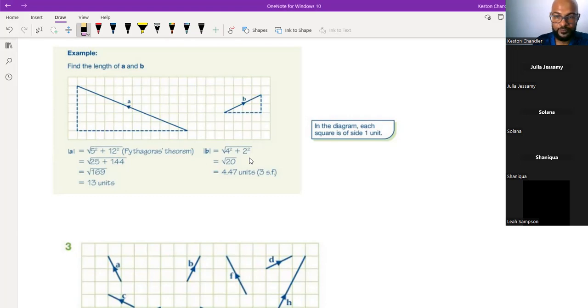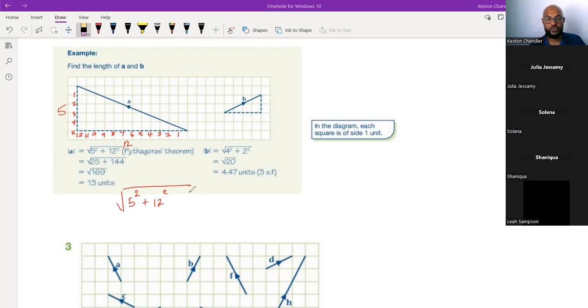1, 2, 3, 4, 5, 6, 7, 8, 9, 10, 11, 12. And then same thing this way. 1, 2, 3, 4, 5. So this is 12 this way, 5 this way. And like I told you, it's just like Pythagoras theorem. We have no subtracting or anything to do here. It's just the square of the two numbers and the square root of it, right?